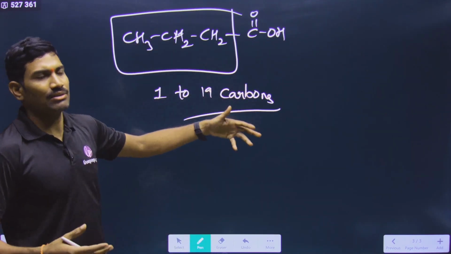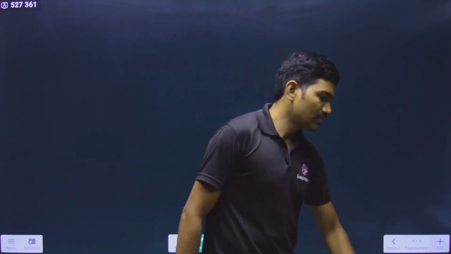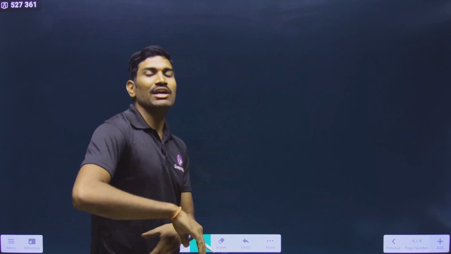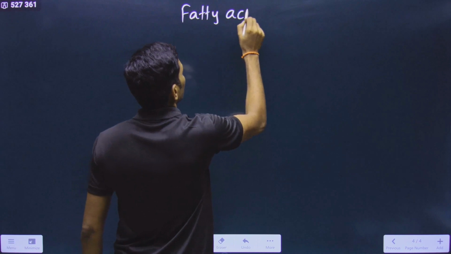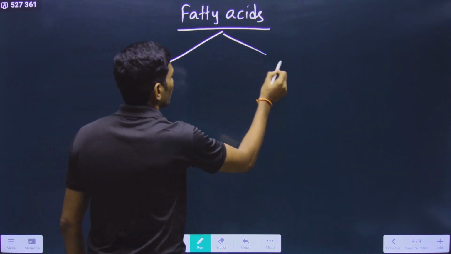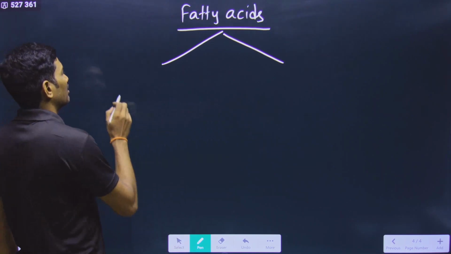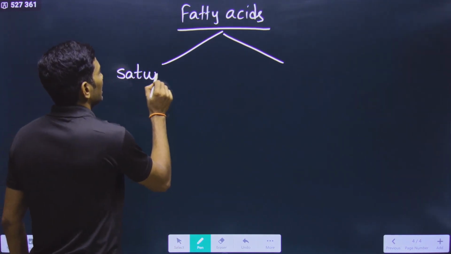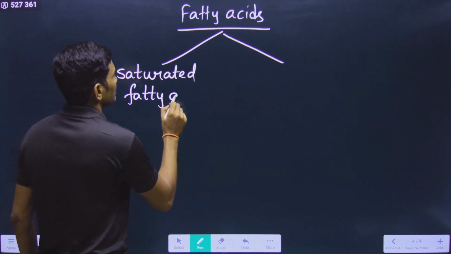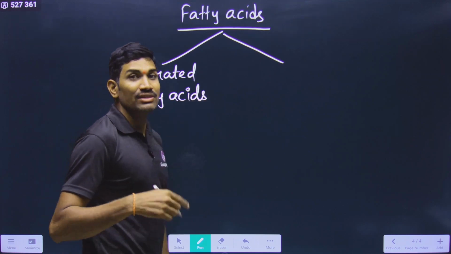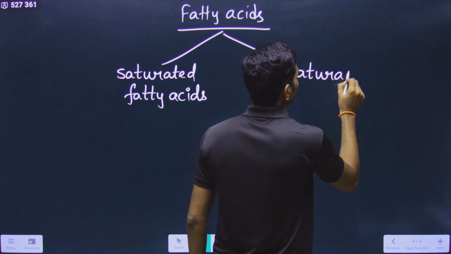Based on the number of carbons, different names are possible. In this way so many types of fatty acids are present. And then we are talking about two types of fatty acids. These fatty acids we mainly classify into two types based on whether they have double bonds or not. If they don't have double bonds, they are called saturated fatty acids. If they have double bonds, then they are called unsaturated fatty acids.